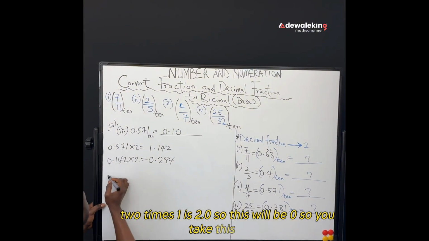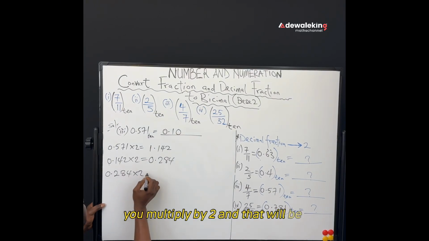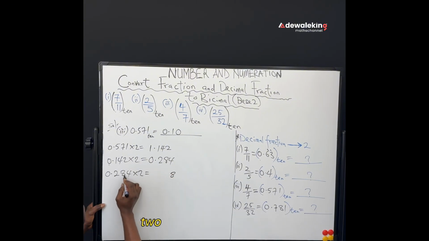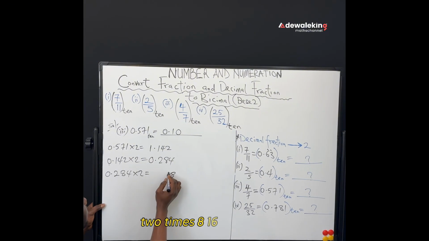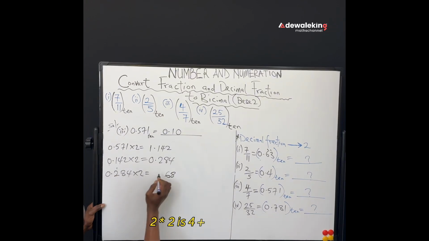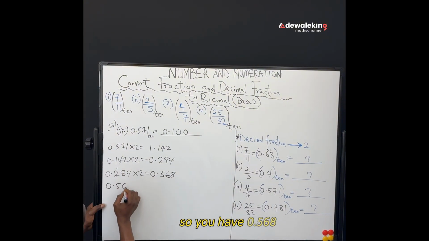So you take this again, you multiply by 2. And that will be 2 times 4, 8. 2 times 8, 16. Write 6, you carry 1. 2 times 2 is 4 plus 1, that is 5. You write 0 again. So you have 0.568.